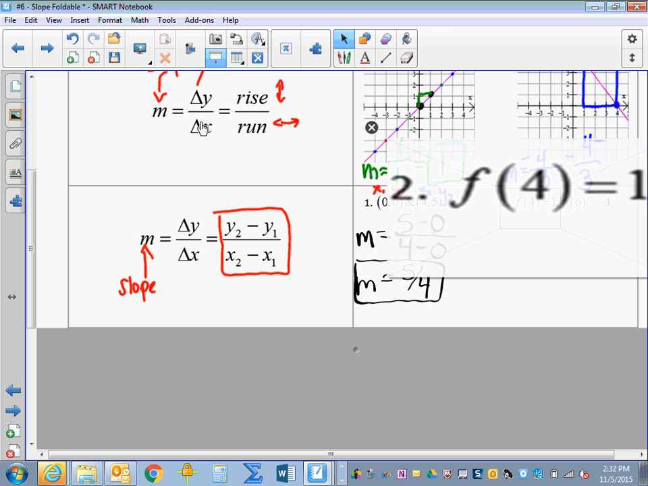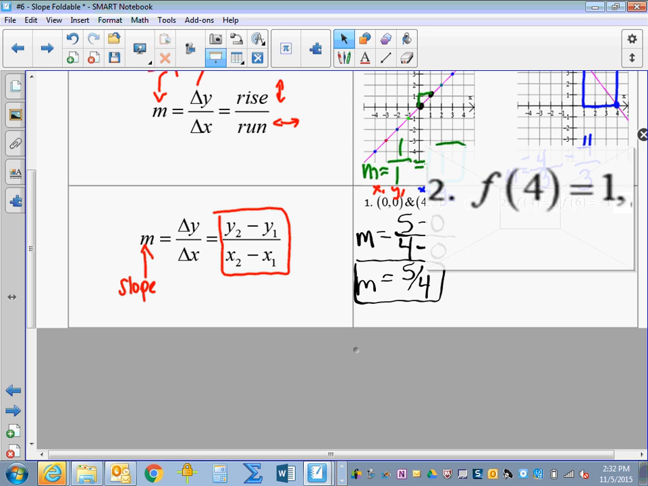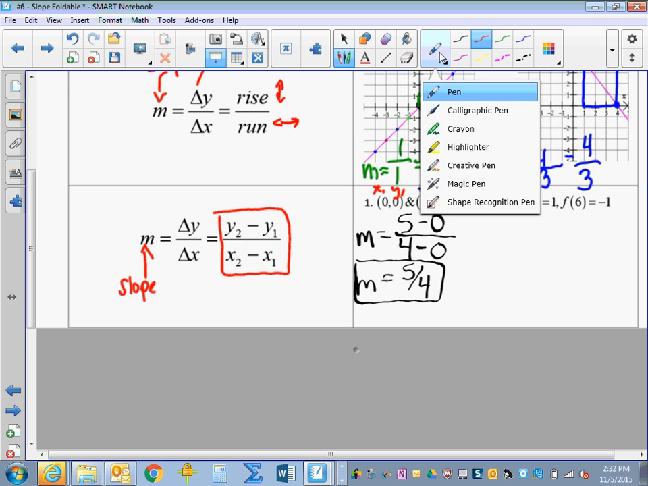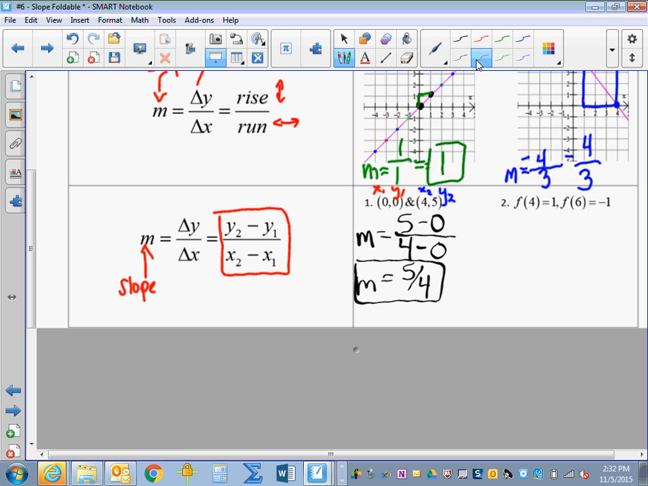So then what's my y value? 1. Right, 1. All right, so I have the ordered pair 4, 1. And then what's my ordered pair for this guy? Good, 6, negative 1. Any questions so far? No. Okay. So let's do my slope formula.